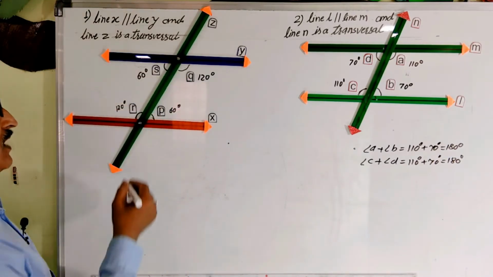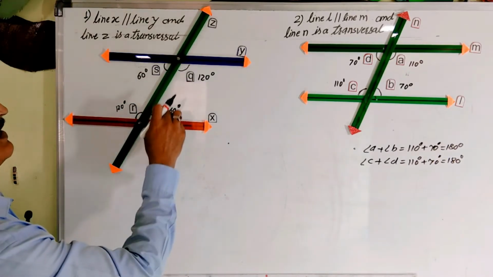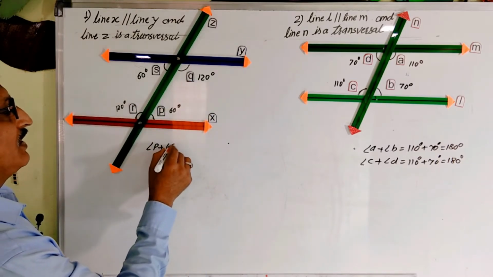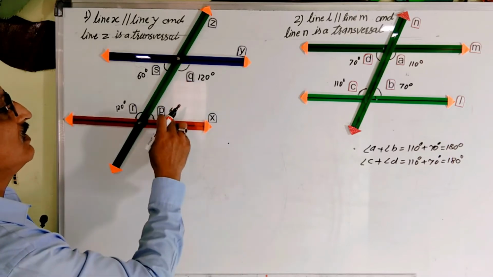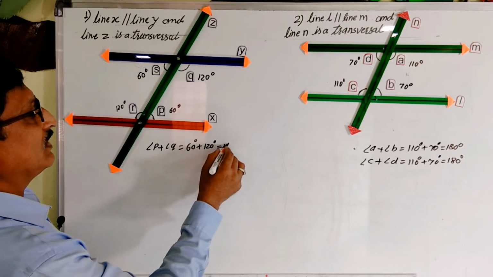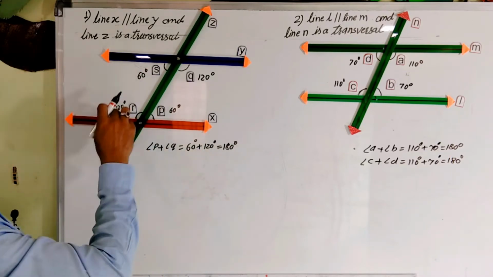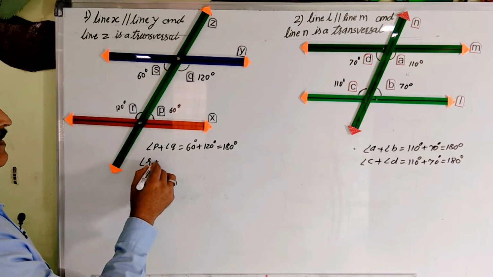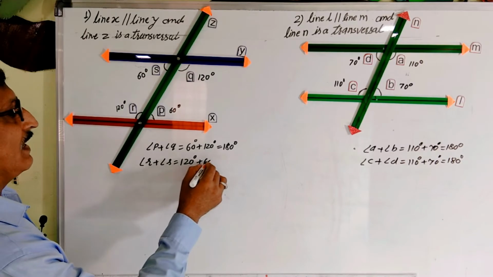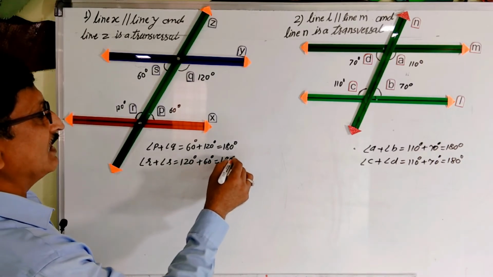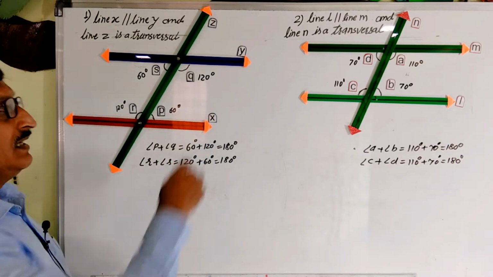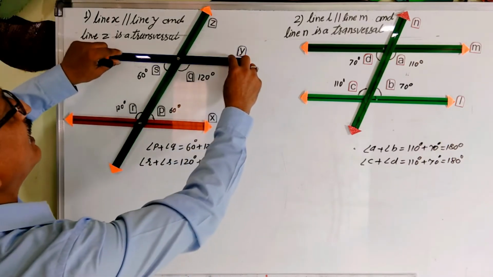Similarly, in the first figure also you can see these are the interior angles toward the right-hand side, and therefore you can write angle P plus angle Q equals 60 degrees plus 120, which equals 180 degrees. Similarly, toward the other side, angle R plus angle S equals again 120 plus 60 degrees, which equals 180 degrees.